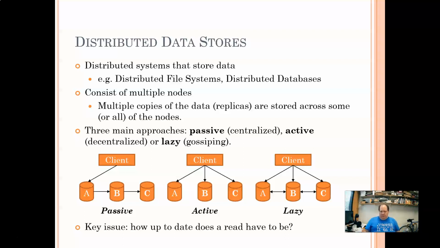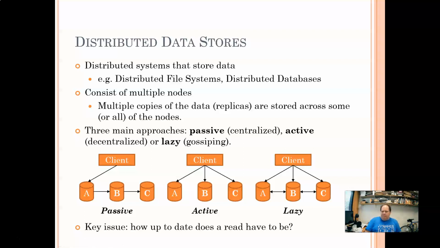Examples of distributed data stores include distributed file systems and distributed databases. Typically, these systems consist of multiple nodes. So in a file system, you have multiple file system nodes, and in a distributed database model, you might have multiple database management systems. And essentially, distributed data stores are concerned with how to store the data in a reliable, secure way.